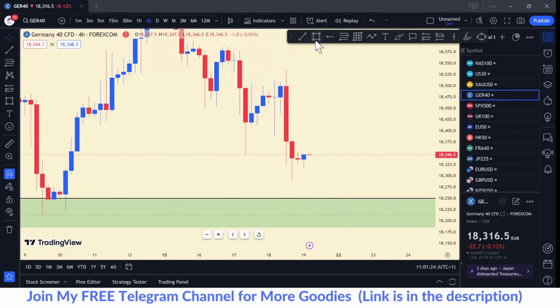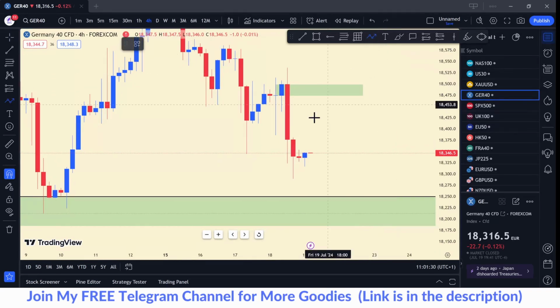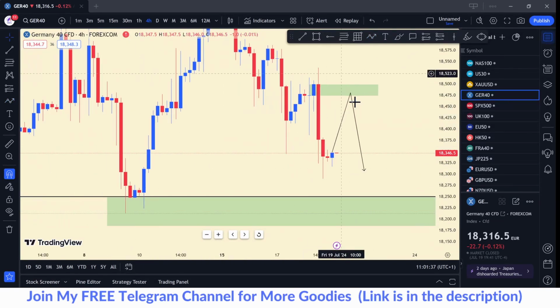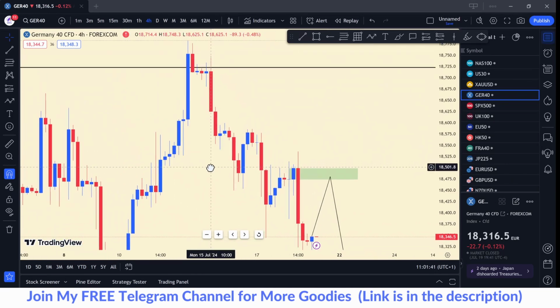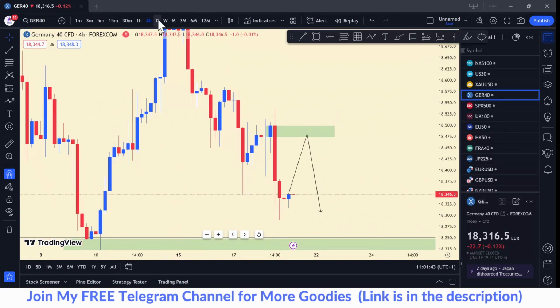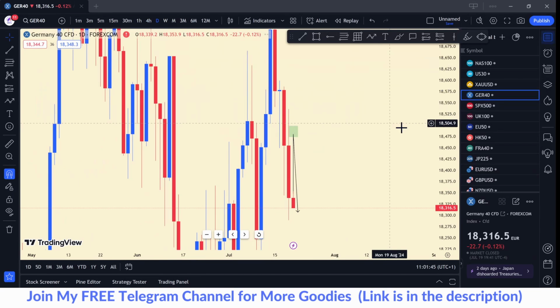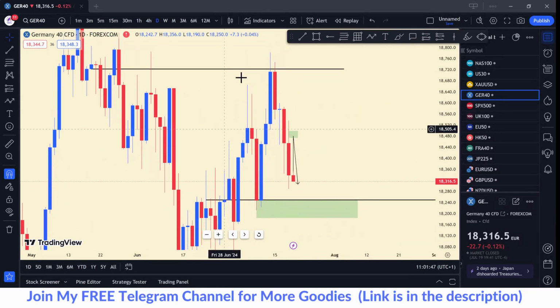On the 4-hour, before price gets here, we can be looking at shorting from this level. If for any reason price goes up, you short here, you aim downwards. So the pair within the 4-hour is bearish, and then you can continue selling.